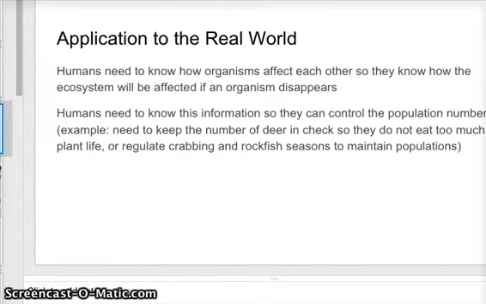So the application in the real world. We need to know this because we need to know what happens if we overhunt or if we change the population level of a different species. So this is what causes you different deer seasons, different rockfish seasons if you're a fisherman or a hunter. This is why you can only fish or hunt at specific times of the year and how much you can actually do that, because it's going to affect the food web and what organisms can survive. So we are going to have to understand the food web to best make the rules to keep the species alive.